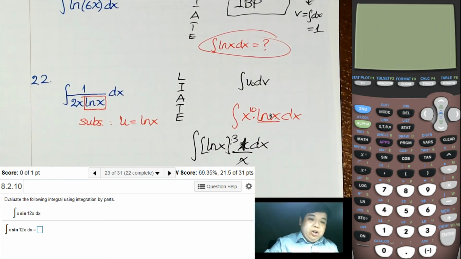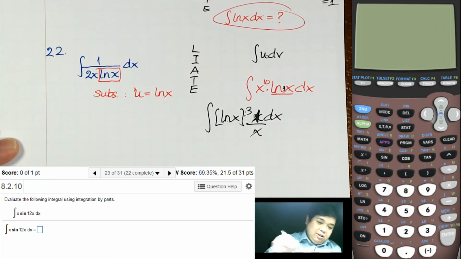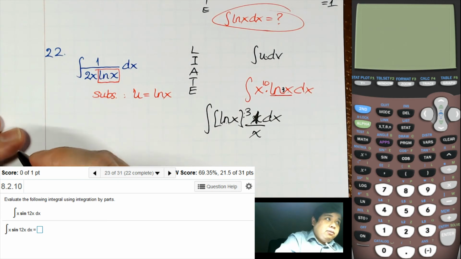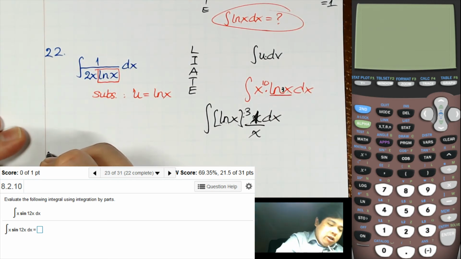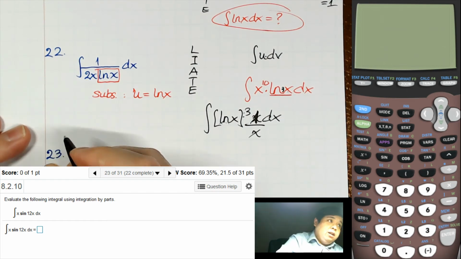So now how do we actually do the integration by parts? Okay, 23. Evaluate.